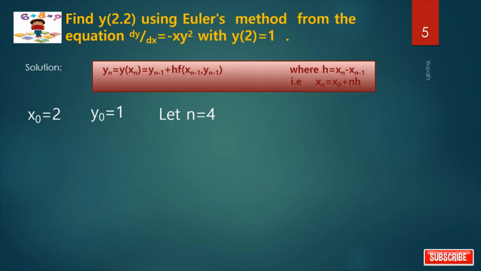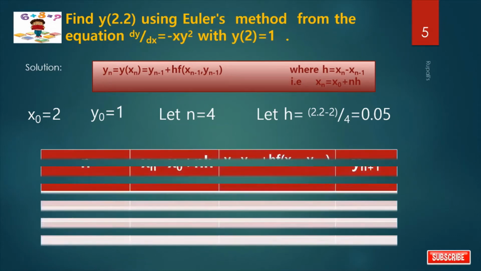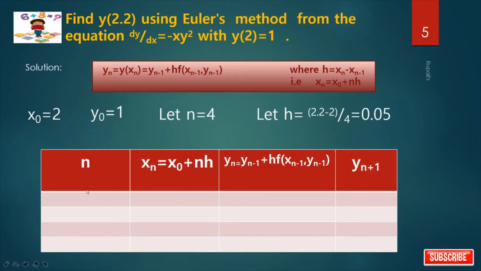So, by this formula xn = x0 + nh, what is the value of h? It is xn, that is 2.2, minus x0, that is 2, divided by n, that is 4, and I am getting h = 0.05. Now in this table, there are 4 columns. First n, total number of intervals, then xn = x0 + nh, then the formula yn = yn-1 + h f(xn-1, yn-1), and next column is yn+1. Now see how many number of intervals are there? 4. So first time it is 1, then 2, then 3, and then 4.